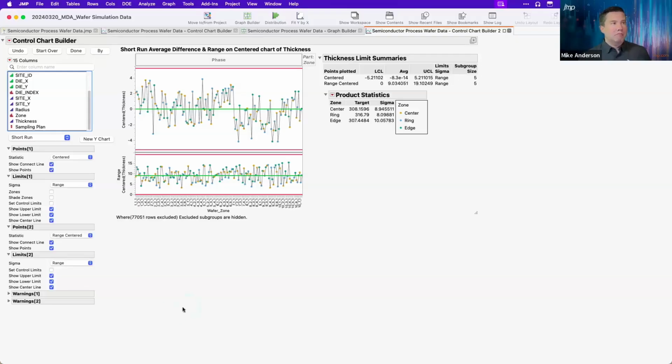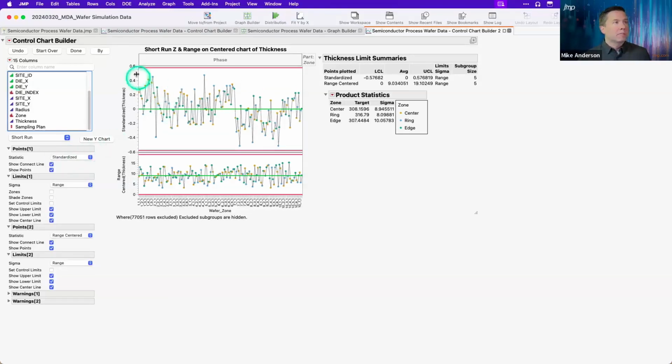And that doesn't change if we work with either the centered or the standardized version. The standardized version goes through and divides by the standard error. So it's a Z, you notice it's changed it to a short run Z chart up here. That's where the Z comes from. So instead of plotting just the difference from target as with the centered chart, we're plotting the Z score of each subgroup. So in some cases that has more value depending on how closely matched your standard deviations are. And you can look in the documentation to see how that would work out. But again, these are incredibly powerful.